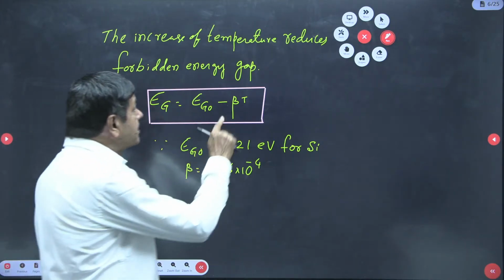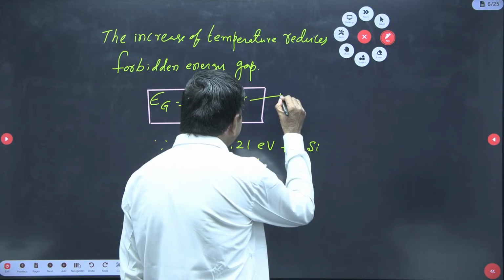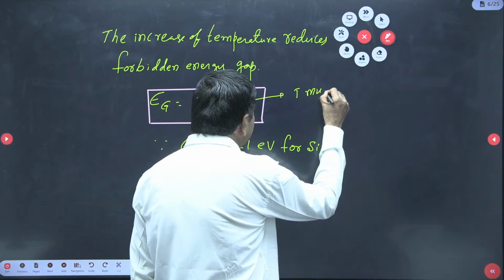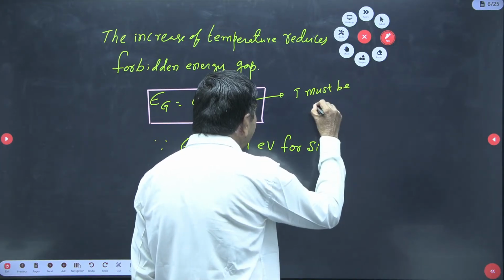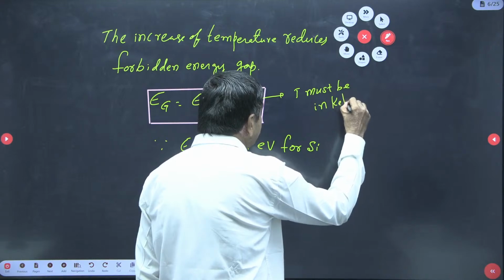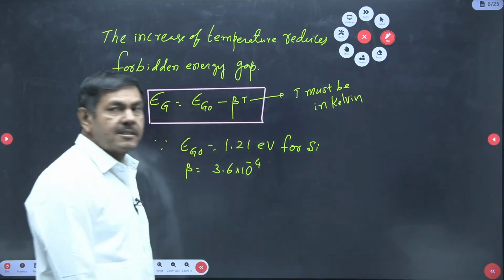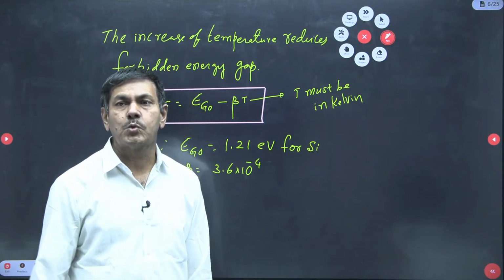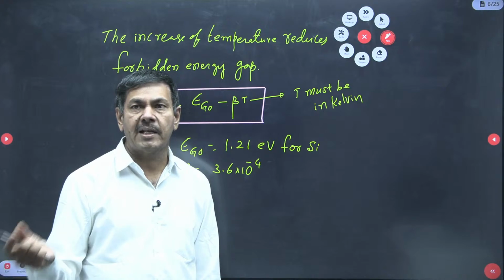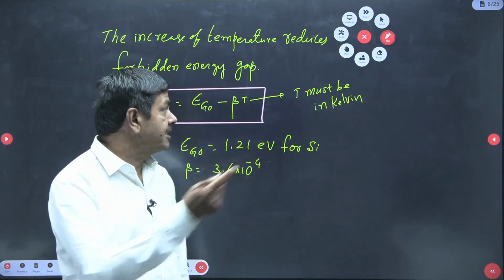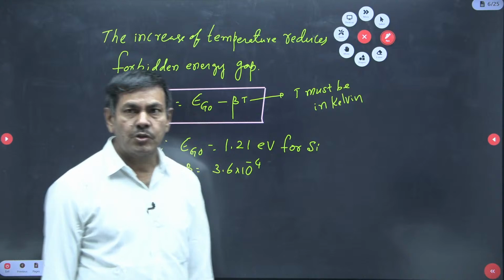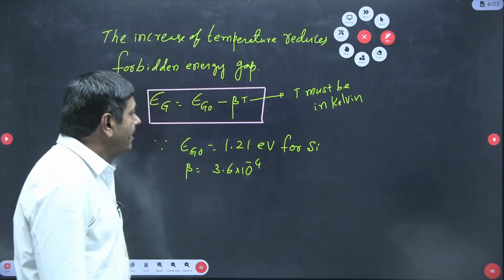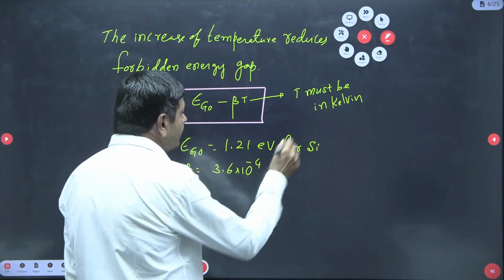But T must be in Kelvin. The temperature must be in Kelvin. That's more important. Suppose you are given a temperature in centigrade, 30 degrees centigrade means 30 plus 273. Whenever you add 273 to the given centigrade temperature, you will get Kelvin. So to find the forbidden energy gap, the temperature must be in Kelvin only. Now catch my point. But what about germanium?